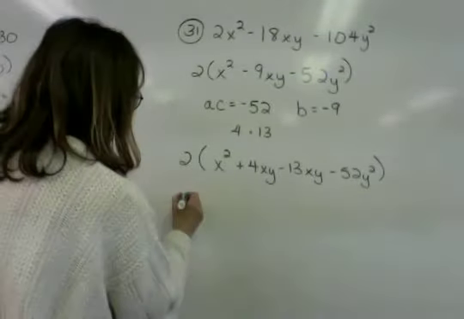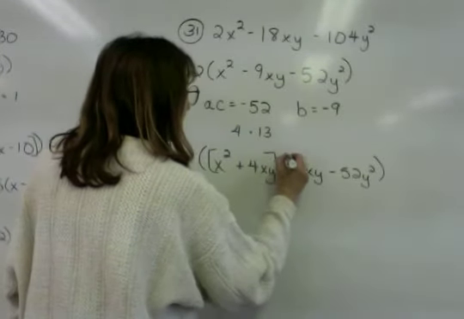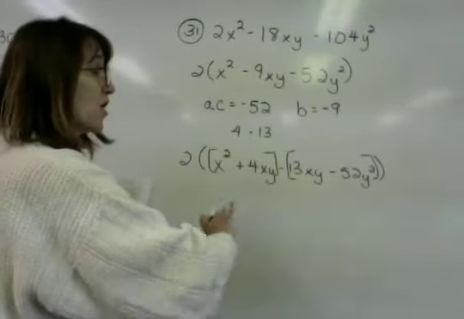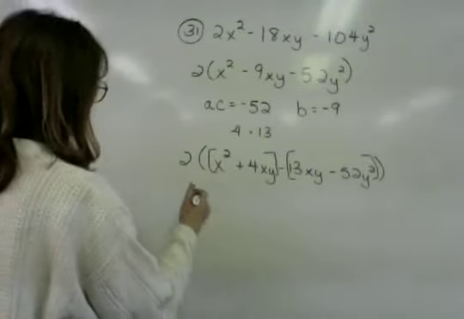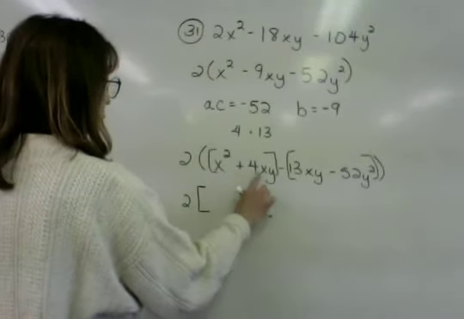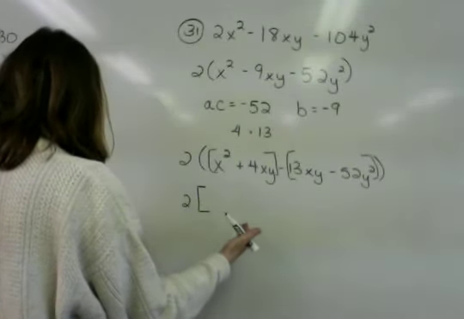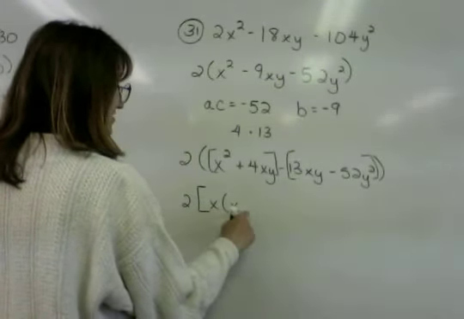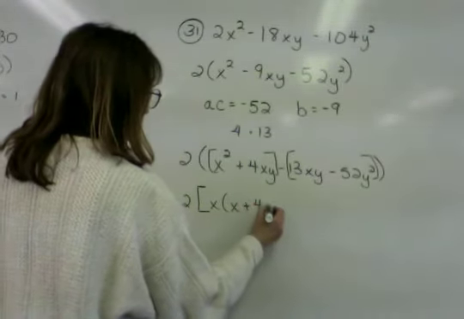Now I'm going to carry down my 2, but then I'm going to make these into 2 binomials. What I'm looking for is, can I find 2 common binomials there that I can factor out? 2 keeps on coming down. So what would be common between those 2? And you're kind of thinking, what do you mean? What's common between those two? It's the x. I'm going to pull out the x. So x squared divided by x is just x. 4xy divided by x is just going to be 4y.